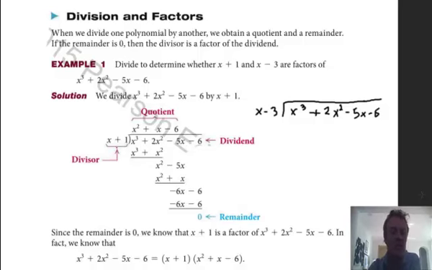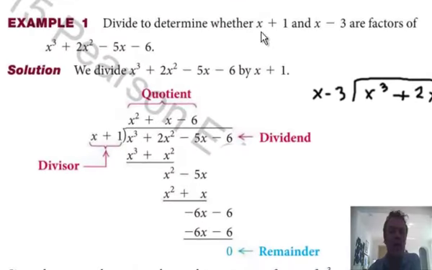Right, let's have a look at this. Using division and factors. Okay, so we've got to determine whether x plus 1 and x minus 3 are factors of this. Now it won't factor, so what we're going to do is some long division. Now, of course, if x plus 1 is a factor, then negative 1 is a 0. If x minus 3 is a factor, then 3 is a 0.